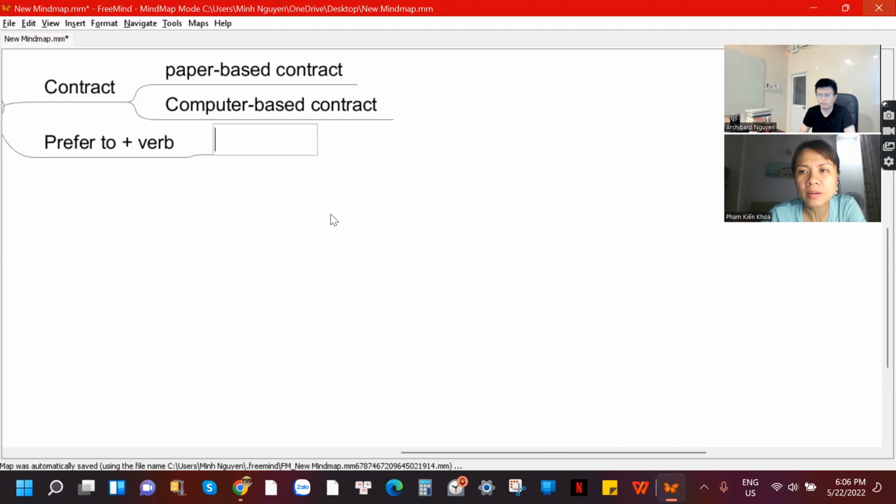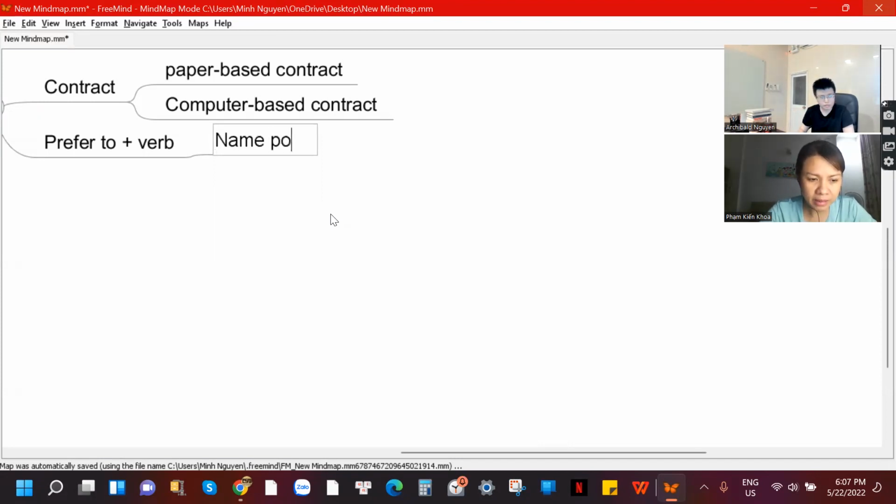There are two kinds of contracts in your company. First, paper-based. Second, computer-based. For paper-based, you need to keep it in a room. And if you keep the paper-based contracts in a room, what kind of room is it?